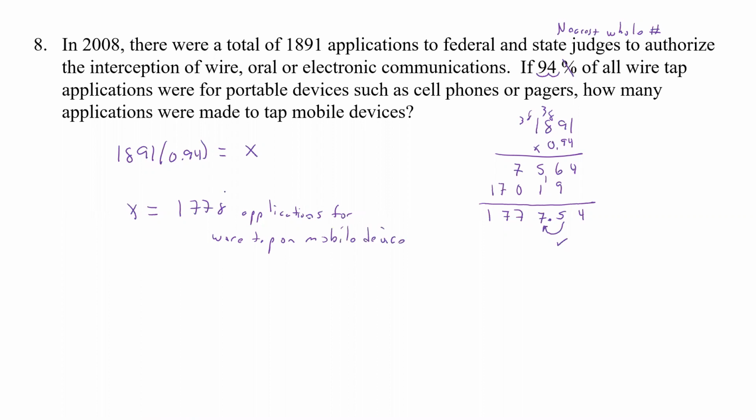All right, and so that's going to be our value there. Now, does that make sense? Well, it's pretty close to this number, and if 94% of them were for mobile devices, that does make sense that this is such a large number compared to the original value.